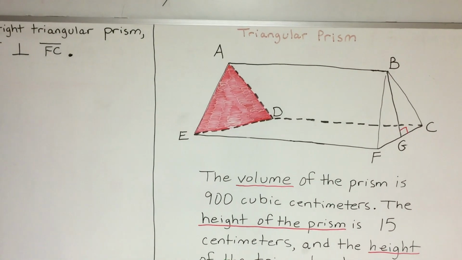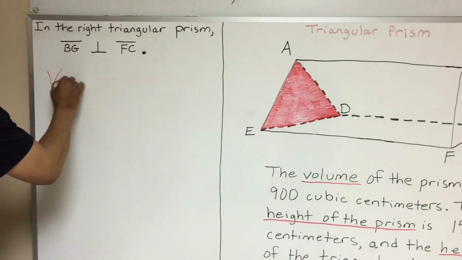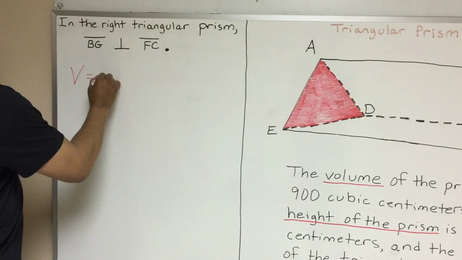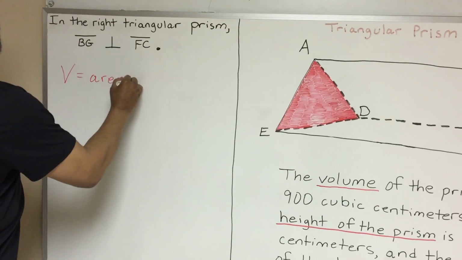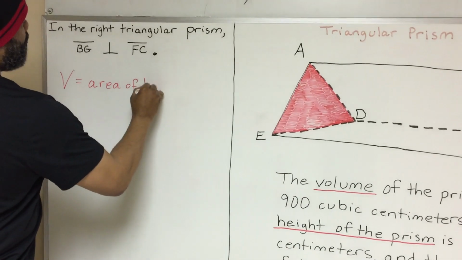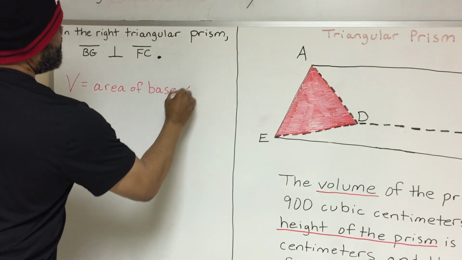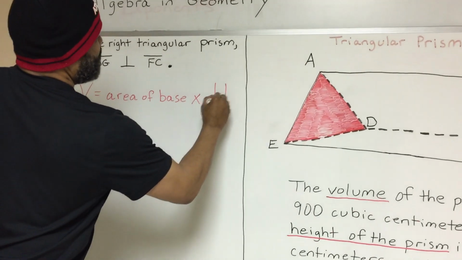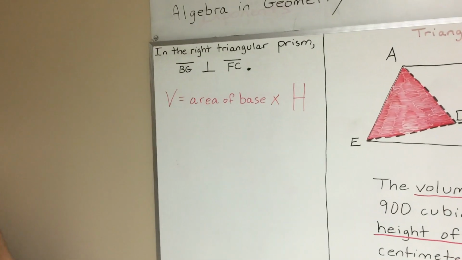Remember what the formula is. We're going to use the volume, and we're going to use the shortcut: volume equals the area of the base times, I'm going to use the big H for the height. All right, here we go. So I want to find the volume.